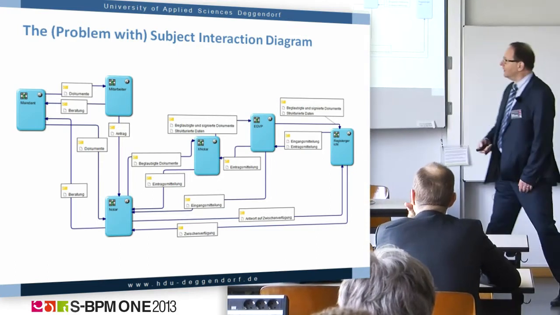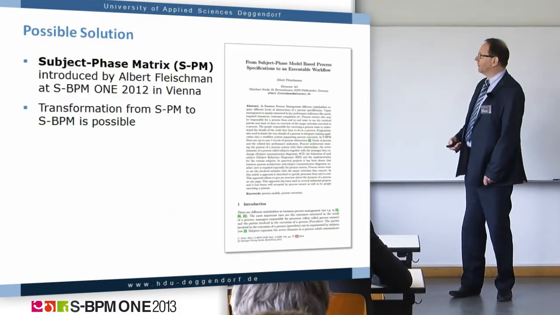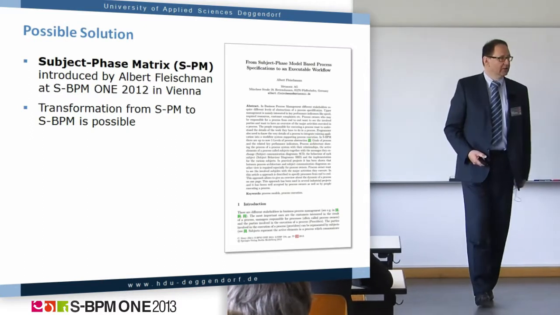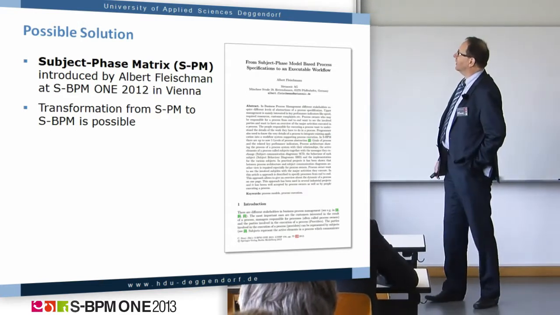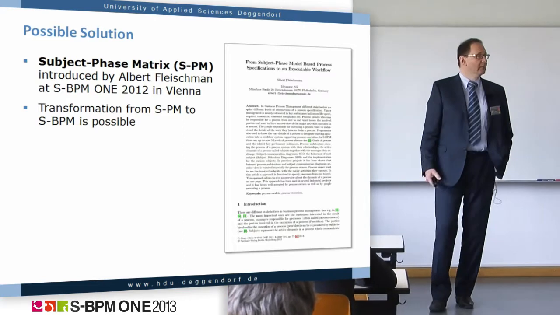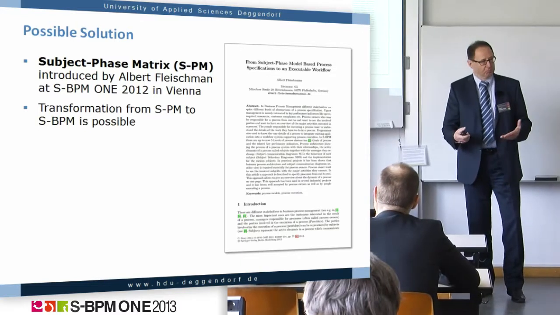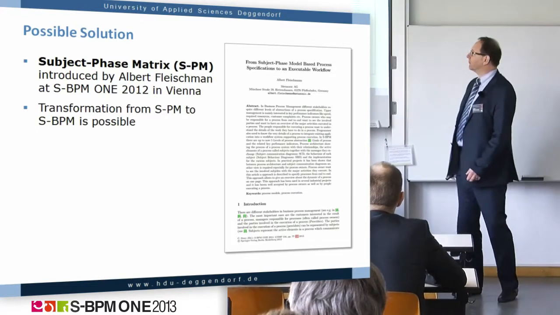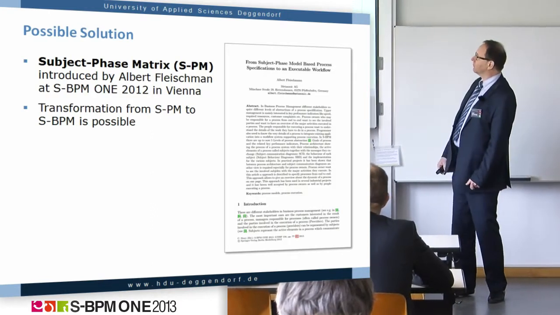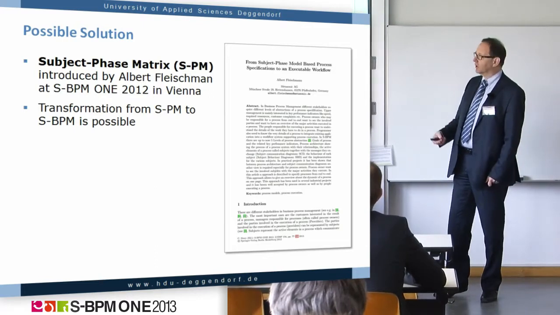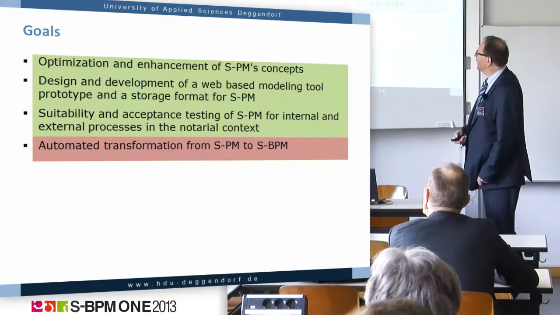So in order to get more overview of the overall process, Albert Fleischmann presented an idea on last year's S-BPM 1 conference, and he introduced the so-called subject phase matrix. So this is a new concept, which is an additional diagram which can be used together with the other forms of diagrams in the subjectivity area and with these typical solutions.